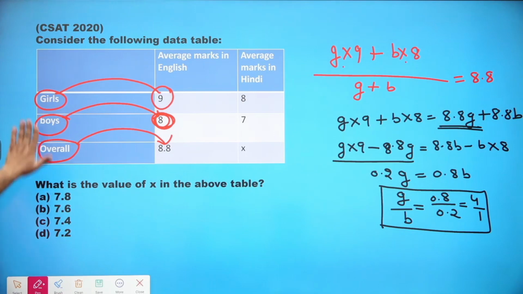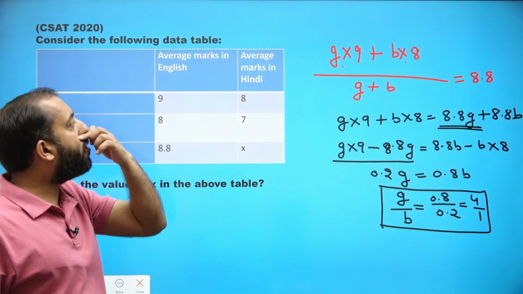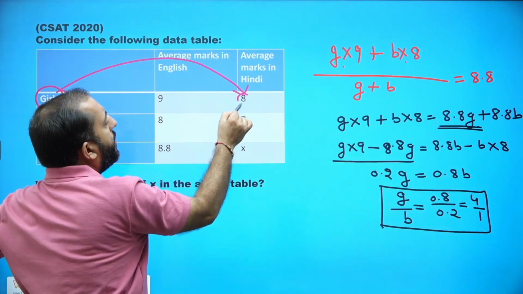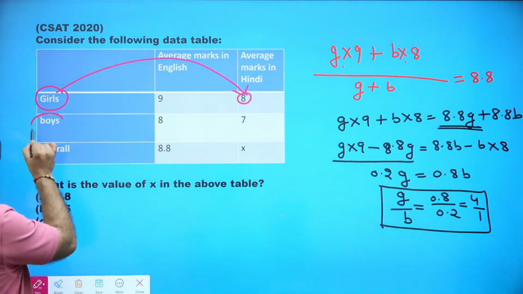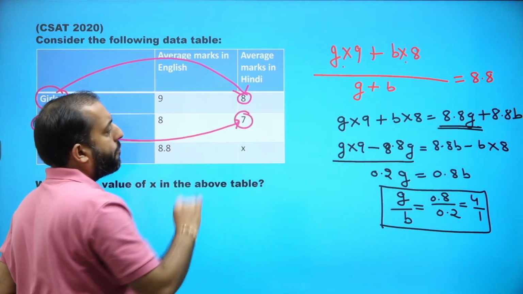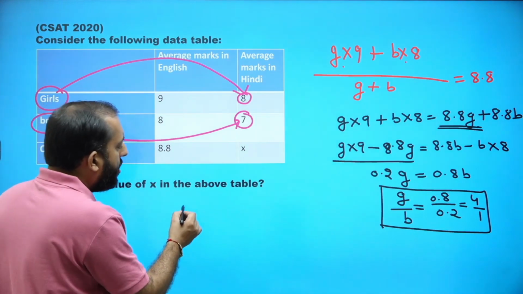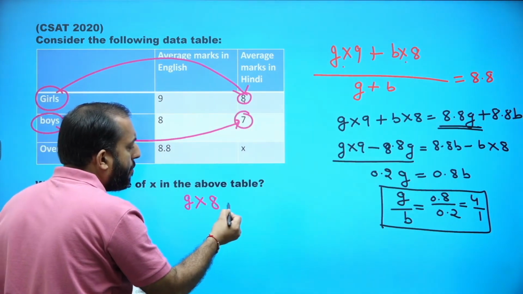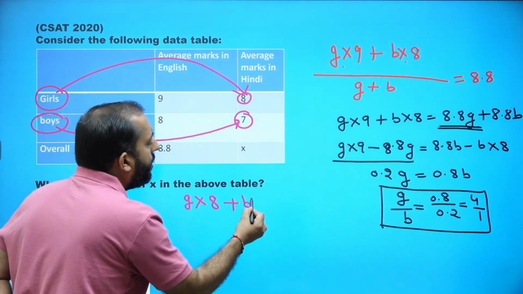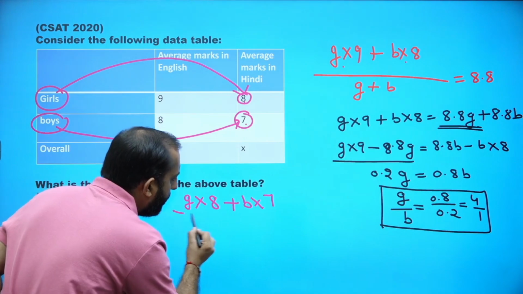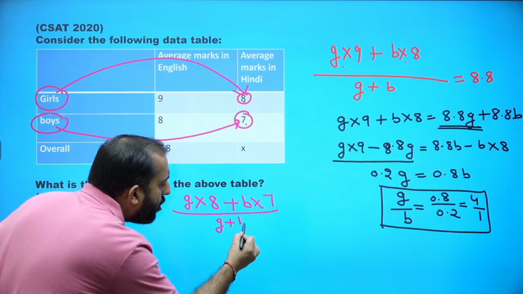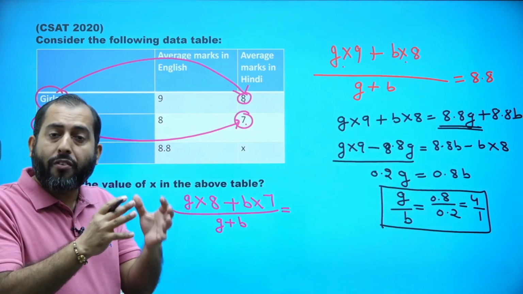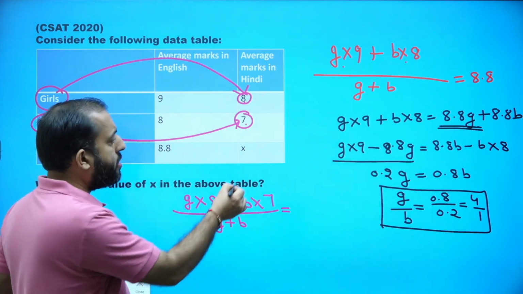Now, let's talk about girls and boys for Hindi. See, the average score of girls in Hindi is 8 and the average score of boys in Hindi is 7. I know number of girls are G into their average of Hindi plus number of boys are B into their average of Hindi is 7, divided by total students of the class will give me what? Overall score of class or average of class in Hindi, which is X here.